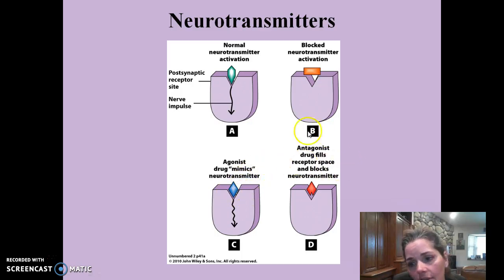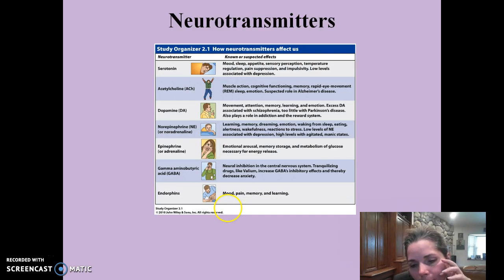An antagonist drug, think about someone that's antagonistic. They're fighting you, they're blocking you from your goals. So an antagonist is a drug that binds to the receptor site, and instead of acting on behalf of the neurotransmitter or sending that same message, it blocks the neurotransmitter from doing the job. And so it essentially inhibits or interferes with that neurotransmitter.